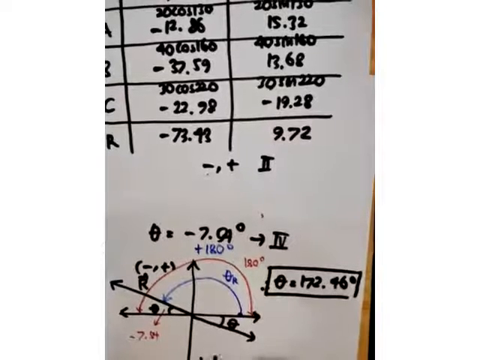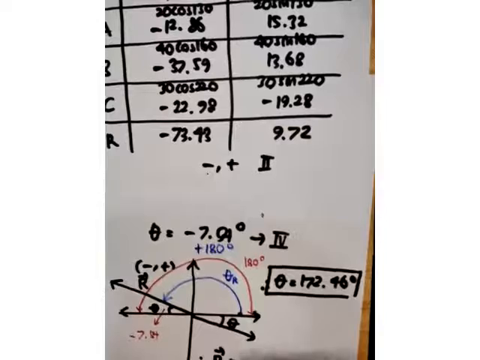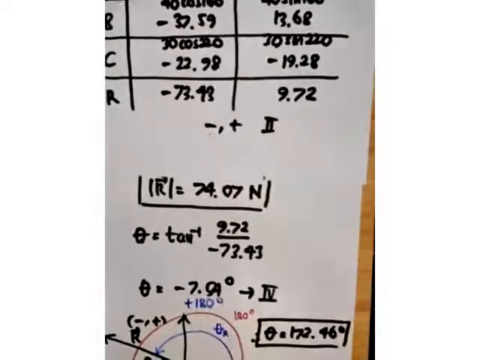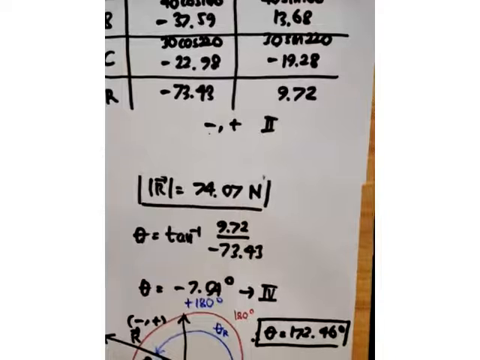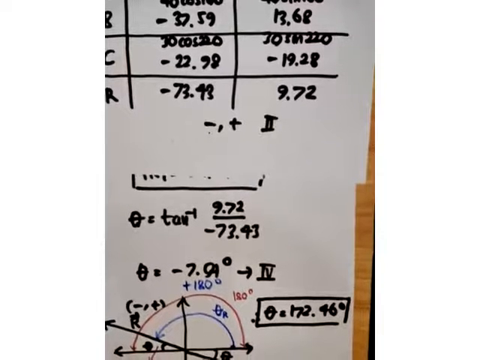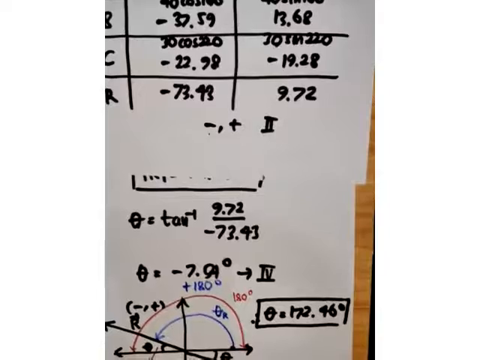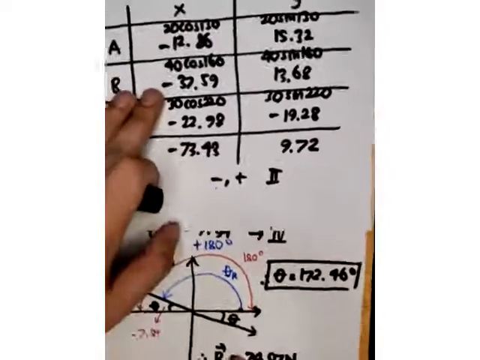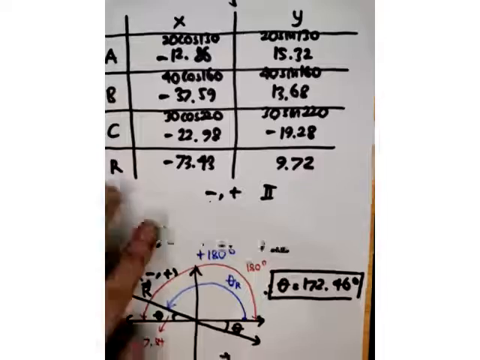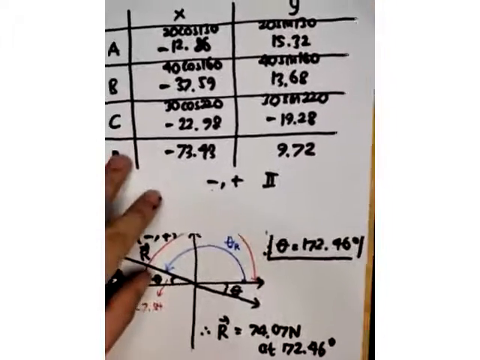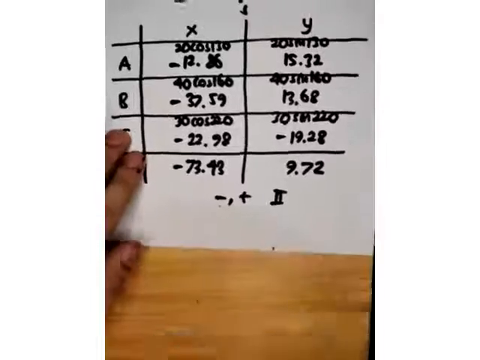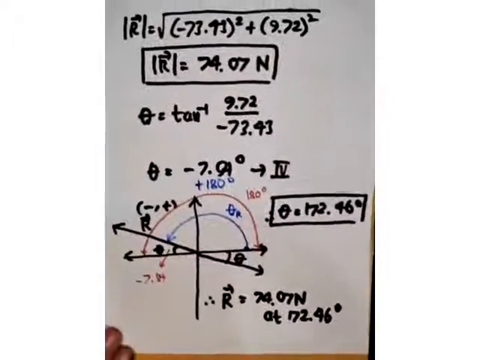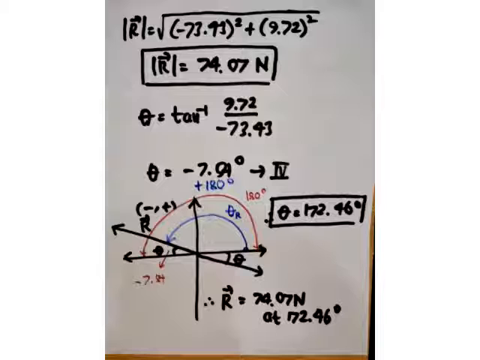So, therefore, the resultant is, ano yung magnitude natin? 74.07 newtons at 172.46 degrees. Ayan. So, that's our final answer. Yung buo na lang. So, our final answer is at that angle. Any question?